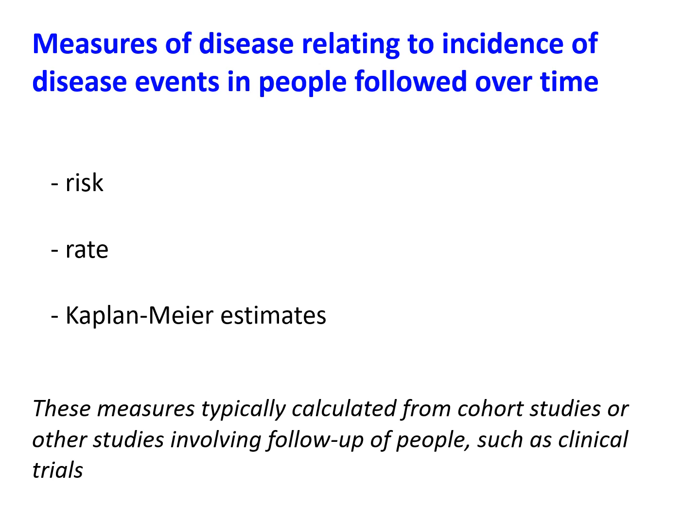So now we're going to be talking about measures of disease relating to incidence of disease events in people followed over time. I'll be talking about the risk, the rate, and Kaplan-Meier estimates. These measures are typically calculated from cohort studies or other studies involving follow-up of people, such as clinical trials.